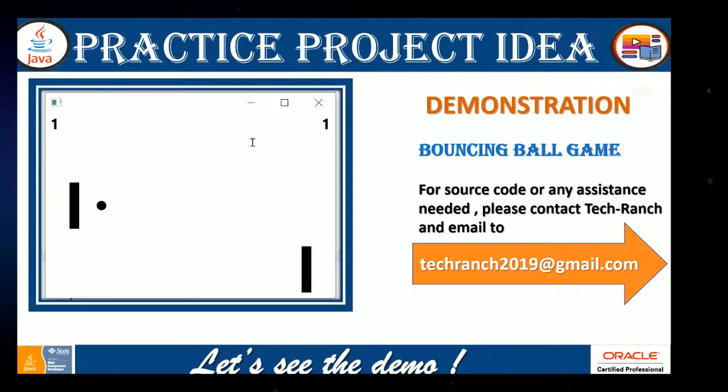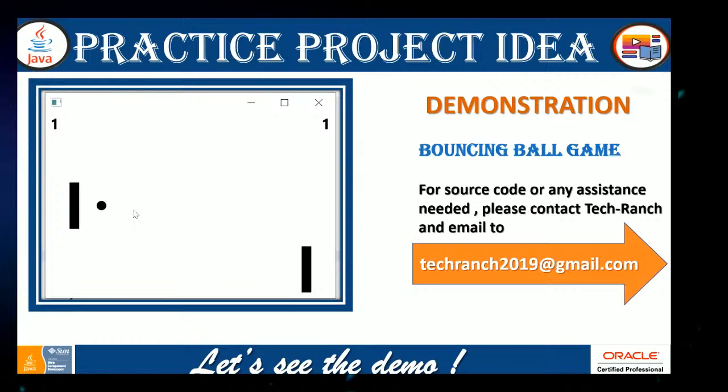Now let's take a look at the practice project idea, a bouncing ball game with some more features. In this project, there will be a two-player game, but one is with control. Here, the ball is moving from left to right and these bars are going up and down. When the ball bounces on these walls or these bars, it will bounce back to the other wall. And if you miss it, then you will lose a point. So this is the game.